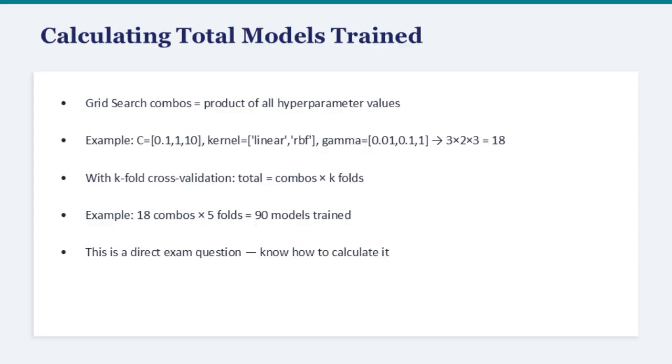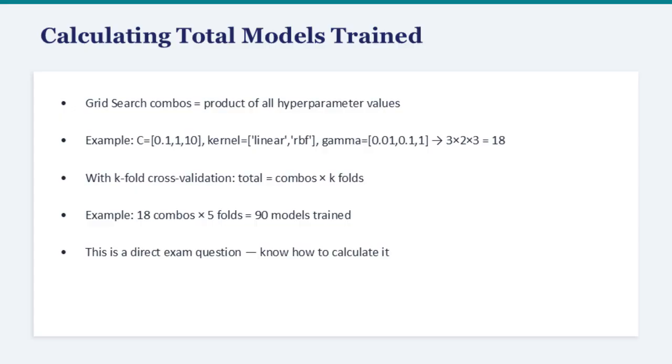Step 1, calculate all the grid search combinations. Multiply all the values. 3 times 2 times 3, which equals 18 unique combinations. Step 2, multiply by the number of cross-validation folds. Each combination is trained 5 times, once for each fold. So 18 times 5 is equal to 90 total models. So the answer is 90 models.